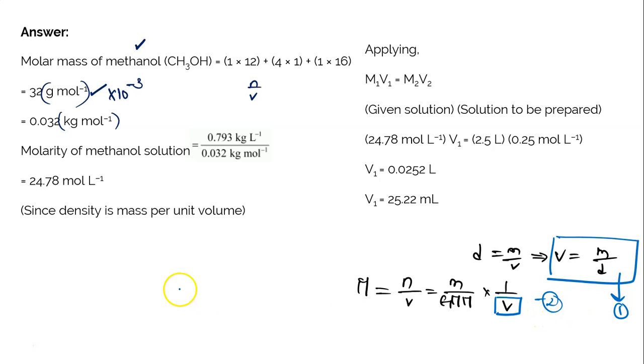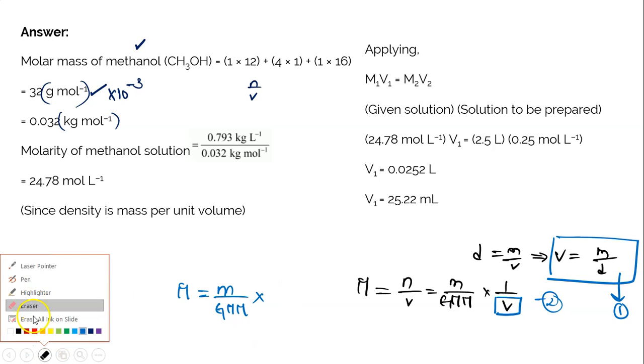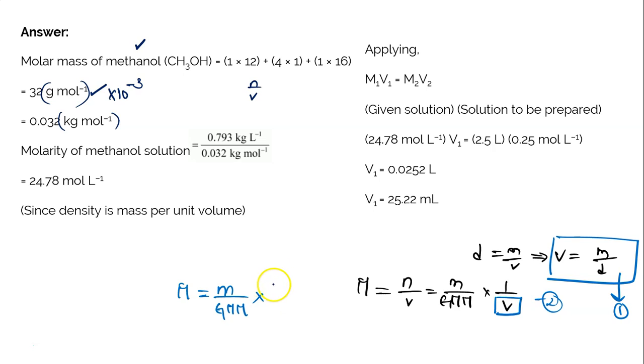And after doing that, what will we have? We'll have molarity is equal to mass by gram molar mass into 1 by V, where V is now written as mass by density. By rearranging it, I can also write it as mass by gram molecular mass into density by mass. If you look at it, these two terms are the same, so I'm cancelling both of them. So from here we understand that molarity is equal to density by gram molecular mass.